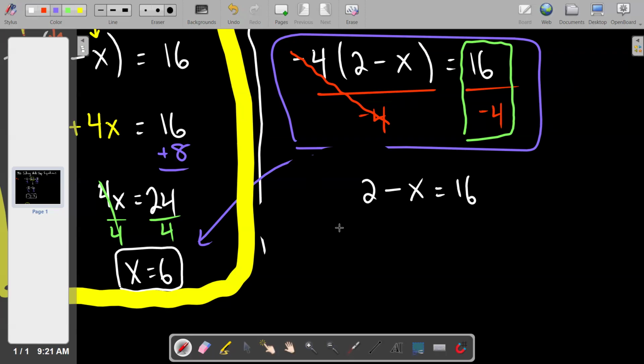What do we do first? Subtract that 2 from both sides, right? Do you see it? Oh, I forgot. I shouldn't have put 16 there. I should have put -4. I apologize. So if we subtract 2 from both sides, we bring down the -x. And what's -4 minus 2?